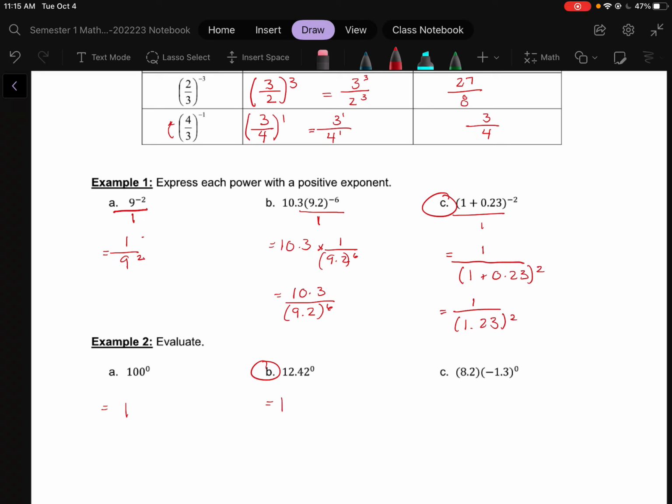And now see, this is a tricky one. So we have 8.2 and then in another bracket, negative 1.3 to the power of 0. What we do is we solve our exponents first because of BEDMAS. So we keep our 8.2 in a bracket, and then negative 1.3 to the power of 0 is always 1. So we multiply the two, 8.2 times 1 gives us 8.2.